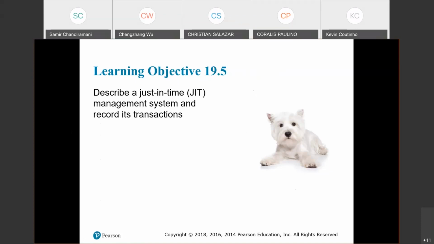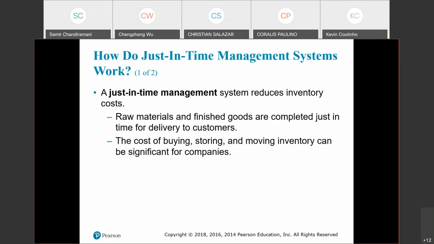The cost of buying, storing, and moving inventory can be significant for companies. So, to reduce the inventory cost, many companies use JIT, just-in-time management system. Companies with JIT management system buy raw materials and complete finished goods just in time for deliveries to customers.